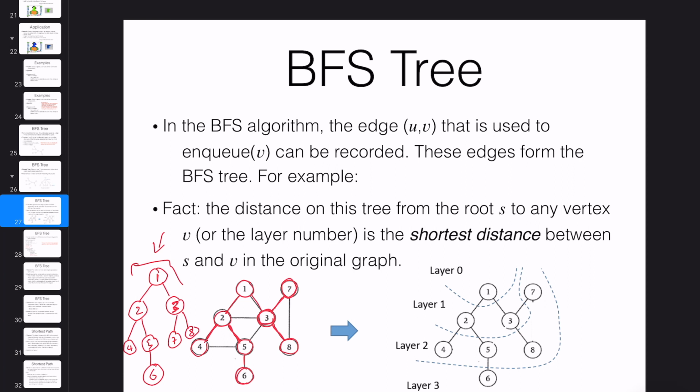And the nice thing about this tree is that if you start from the root, the node 1, the shortest path to all the nodes from the root, the node 1, in the original graph is available in this BFS tree. The shortest path from 1 to 2 is exactly this path that you have from 1 to 2 in your tree.